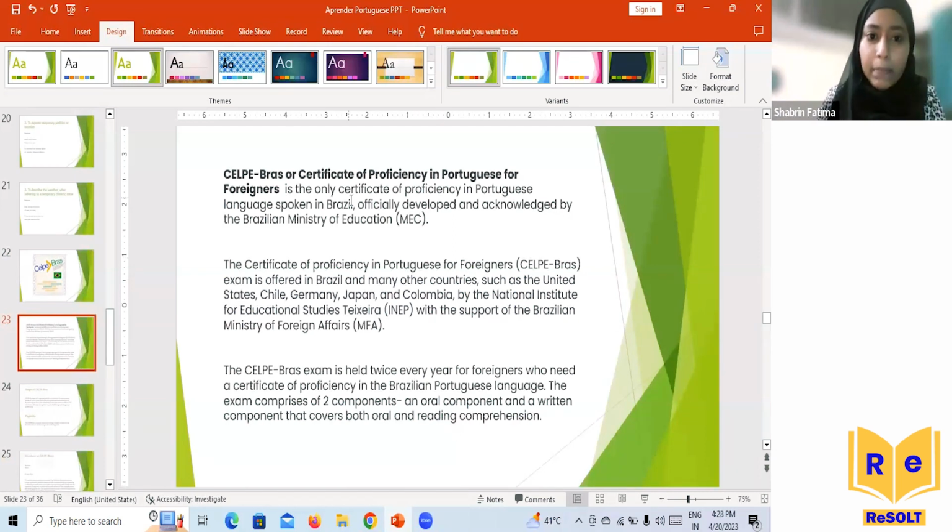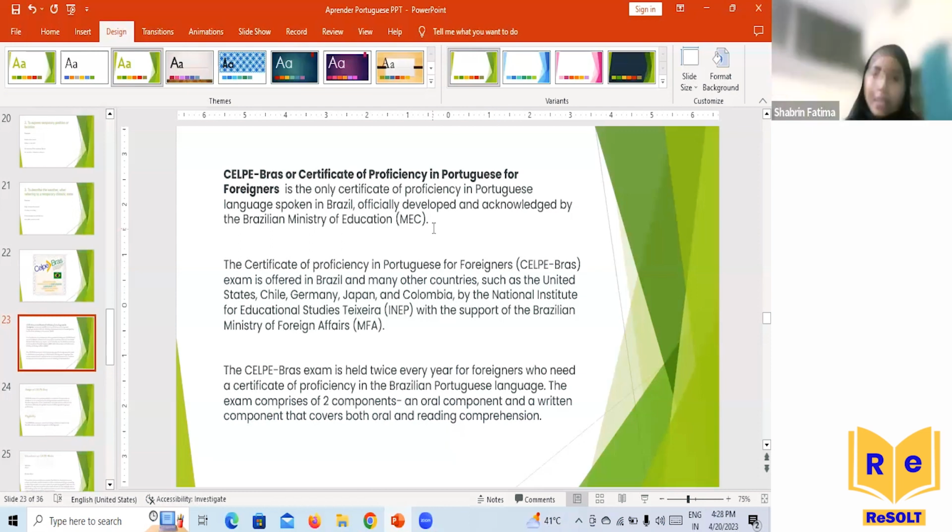Okay, so CELPE-BRAS is the only certificate of proficiency in the Portuguese language spoken in Brazil, officially developed and acknowledged by the Ministry of Education of Brazil. Okay, so we have the details here. This exam is held twice a year for foreigners who need a certificate of proficiency in the Brazilian Portuguese language.